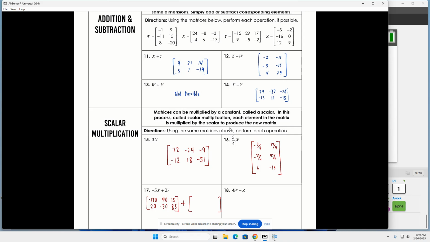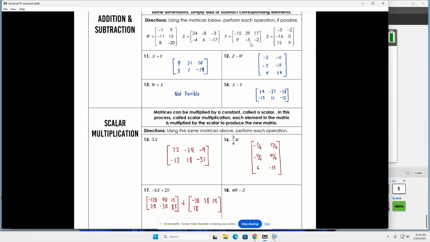Now I'm going to scale y by multiplying all the values by 2. So 2 times -15, -30. 2 times 29, that's 58. 2 times 17, that's 34. 2 times 9, 18.